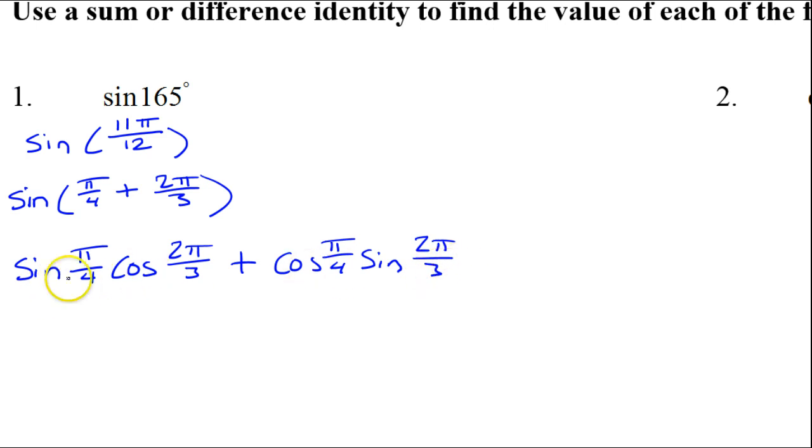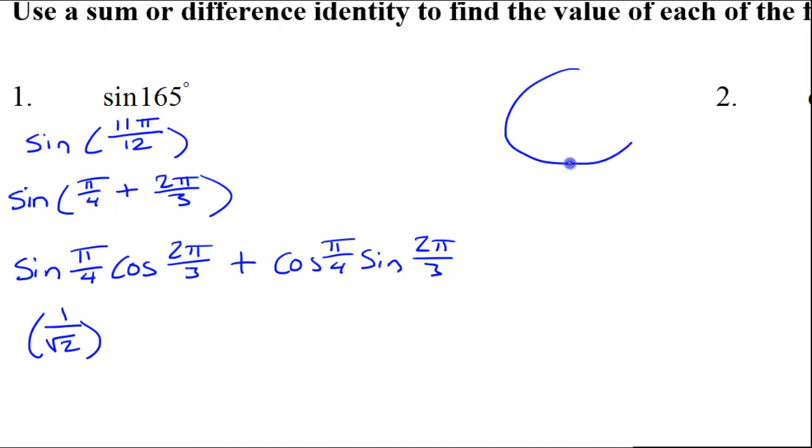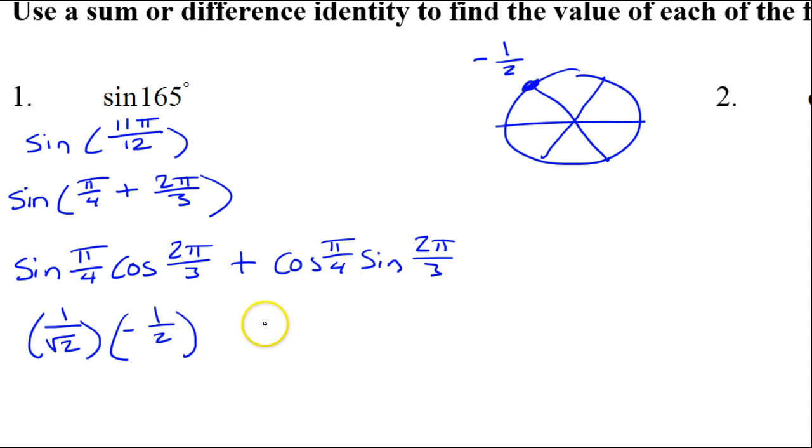Anyway, all of these things can be evaluated separately. So the sine of pi over 4, that's something that we have memorized. That is 1 over radical 2. The cosine of 2 pi over 3. Well, we know what the cosine of pi over 3 is. The cosine of pi over 3 is 1 half. So what about 2 pi over 3? Well, we know that 2 pi over 3 would be in this quadrant. Here's 2 pi over 3 right here. So instead of being 1 half, that's going to be negative 1 half because it's in the second quadrant. So the cosine of 2 pi over 3 will be negative 1 half.